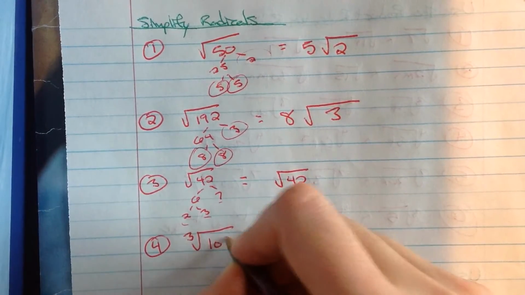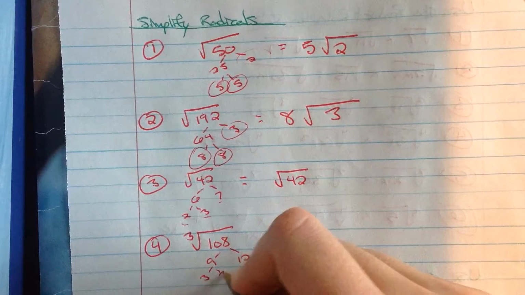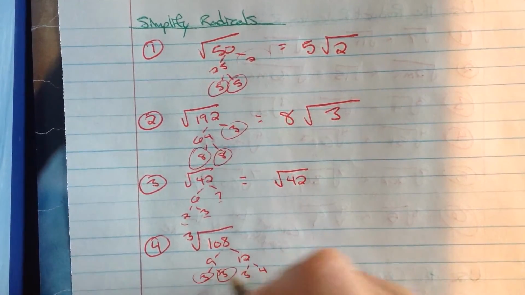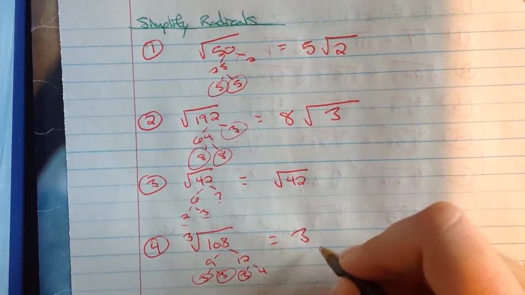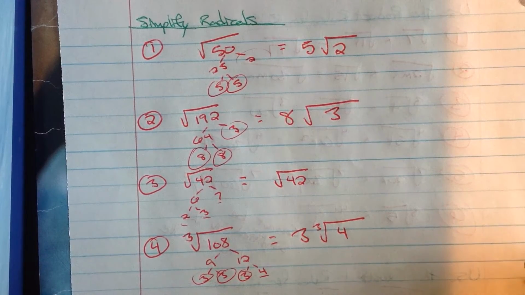Cube root of 108 is the same thing as 9 and 12, 3 and 3, 3 and 4. 3 3s means 1 comes out. Nothing to pair the 4 with, so it stays inside.